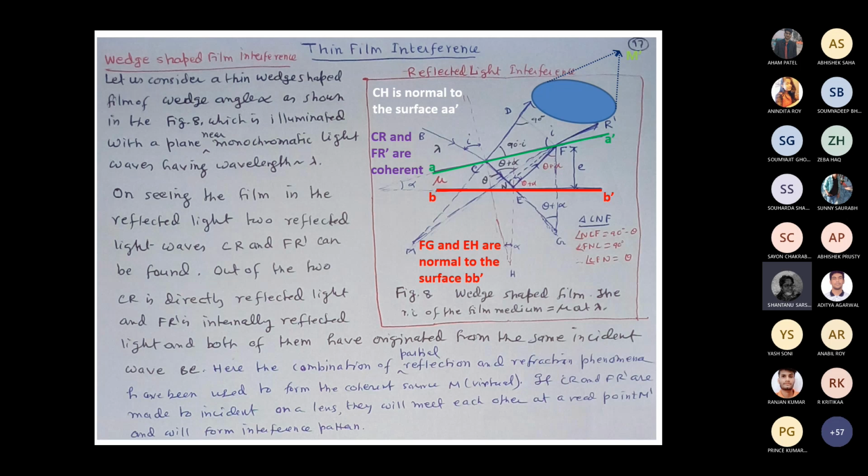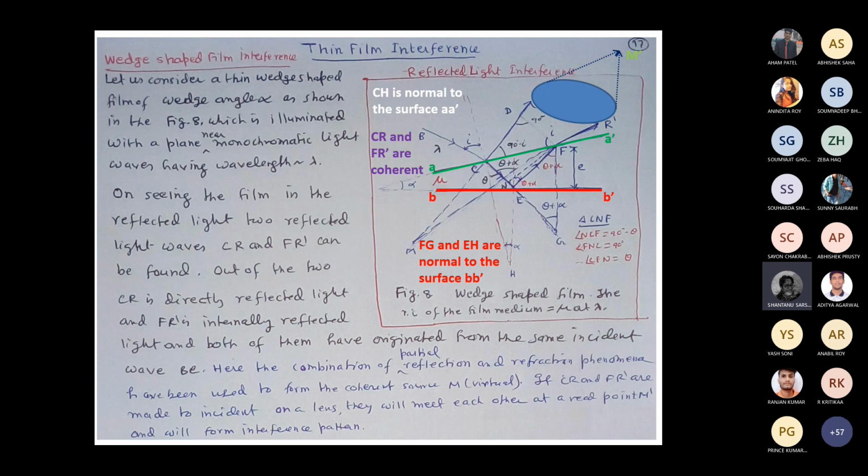If you consider the triangle CEH, this is an external angle of this triangle. The external angle is the sum of the two opposite internal angles, so this must be theta plus alpha. Now this is a ray which is normal to BB dash, and this is also a line which is normal to BB dash, so these two are parallel lines. A line connecting two parallel lines, so this is theta plus alpha.